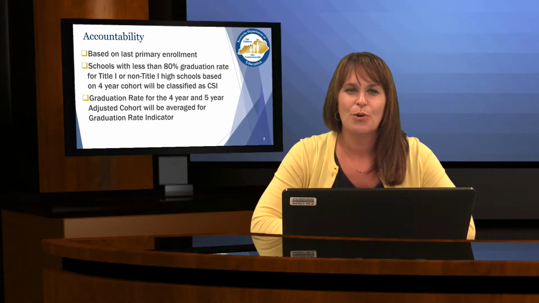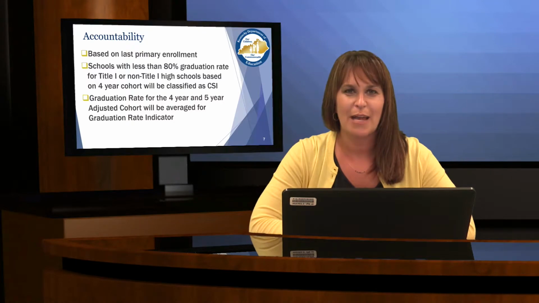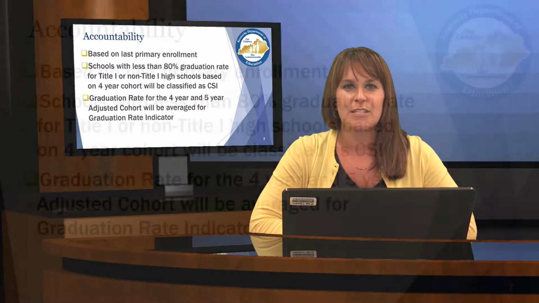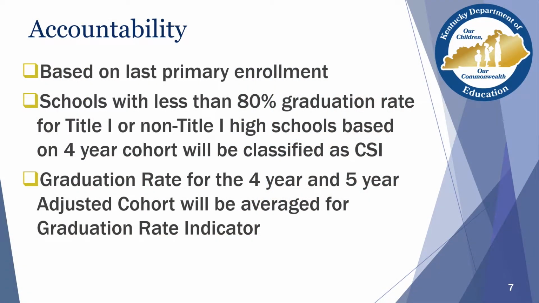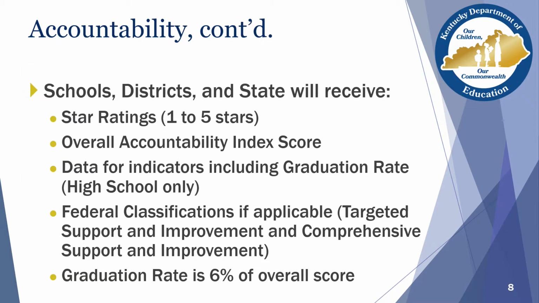So to talk for just a minute here about accountability, it is based on your last primary enrollment. Again, schools with less than 80% graduation rate on a 4-year cohort will be classified as CSI. And then your graduation rate for 4 and 5 year will be averaged for the graduation rate indicator, which of course does apply for high school only.